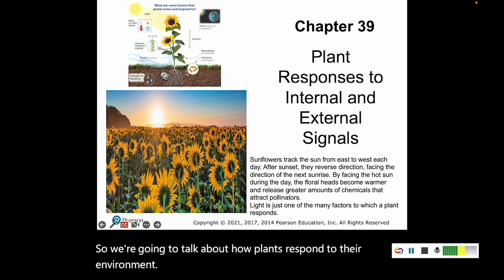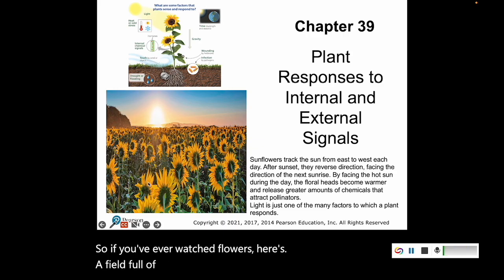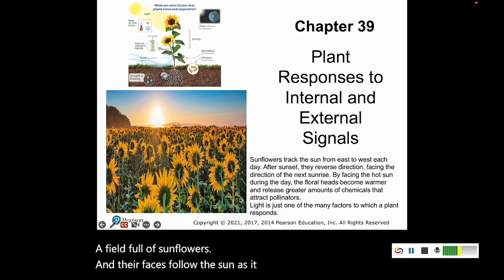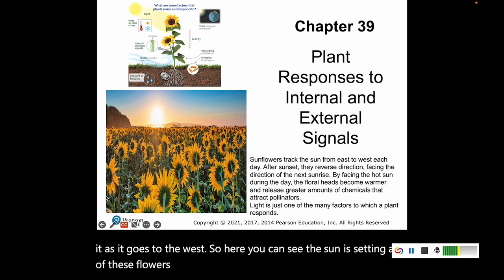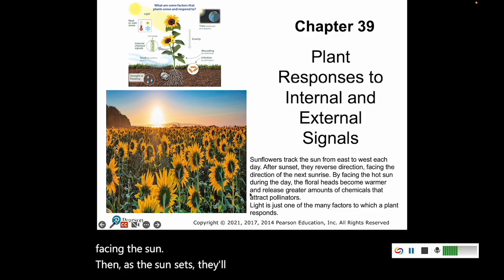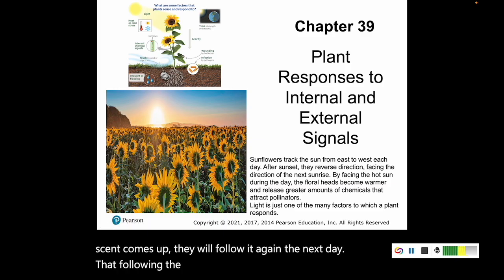So if you've ever watched flowers, here's a field full of sunflowers. And their faces follow the sun as it comes up in the east and track it as it goes to the west. So here you can see the sun is setting. All of these flowers, their backs are to us as the front of the flower is facing the sun. Then as the sun sets, they'll turn back to the east, and when the sun comes up, they will follow it again the next day. That following the sun allows them to keep their floral heads warm.